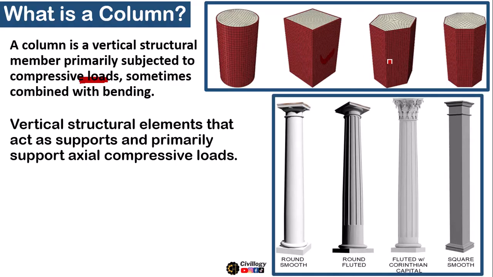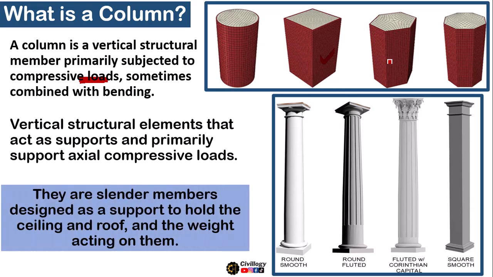These are a few other types of columns which are used for aesthetic, architectural or ornamental purposes. The basic purpose of columns is to hold the ceiling and roof and the weight acting on them, and these are slender members. To understand this: if the width of a structural member is very small compared to one of its dimensions, such a member is called a slender member.